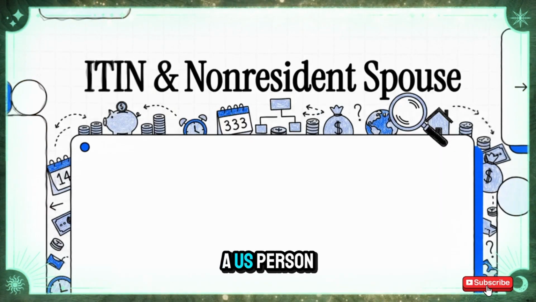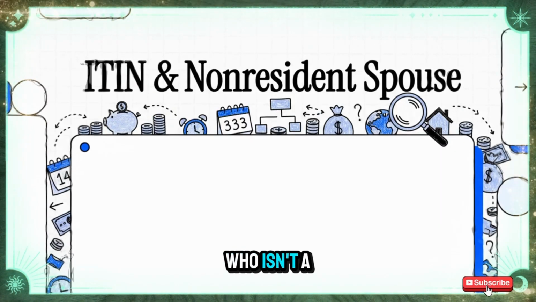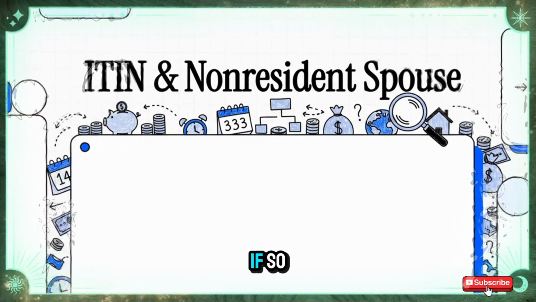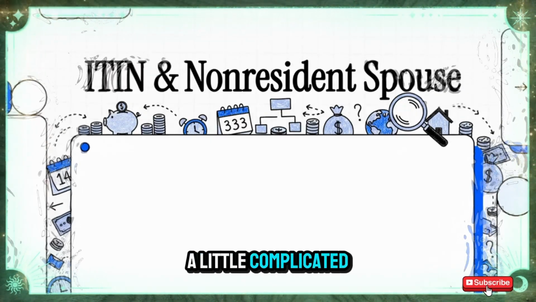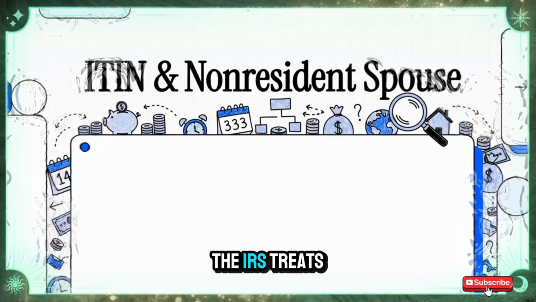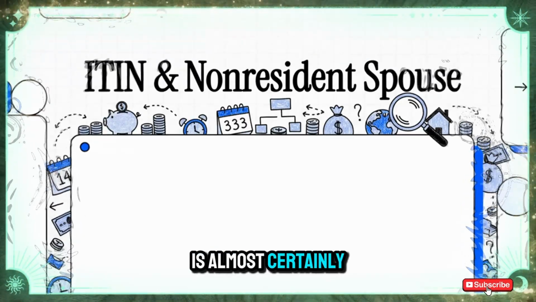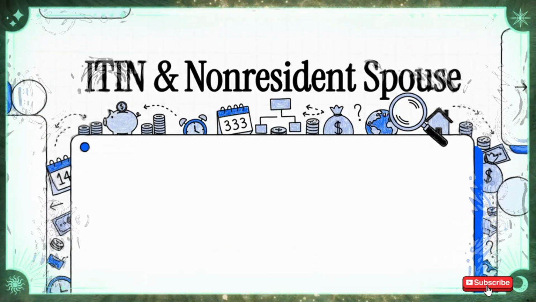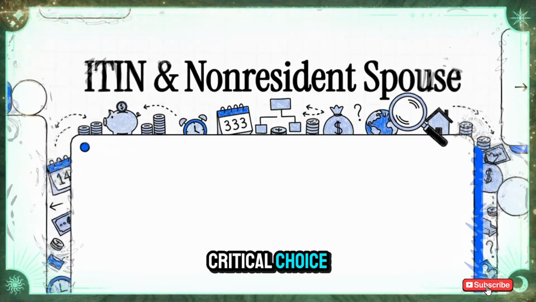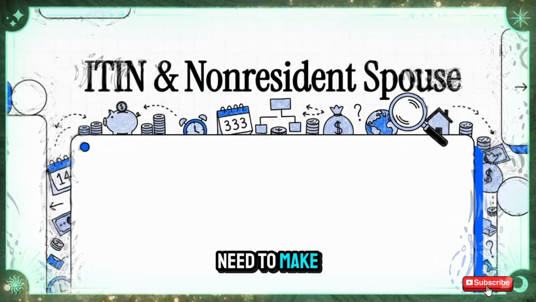So, are you a US person married to someone who isn't a citizen and lives abroad? If so, you already know that US taxes can get, well, a little complicated. The default way the IRS treats your situation is almost certainly costing you money. But here's the good news, you have a choice. Today, we're going to break down that critical choice and the one key tool you'll need to make it happen.